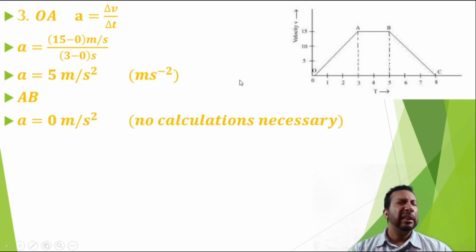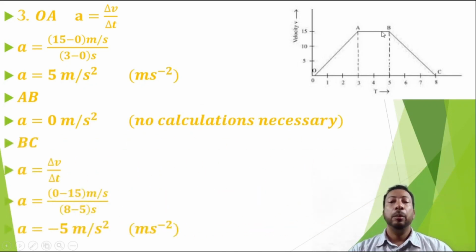Keep note though, that does not mean that it is stationary. It is just not changing in velocity. So it is possible that an object could be stationary. If it is stationary, its velocity isn't changing. But it could also mean that it is moving along at some other speed, such as maybe 15 meters per second, and it is not increasing nor decreasing. So it is not accelerating. In either case, the acceleration for a horizontal line on a velocity time graph is 0 meters per second squared.